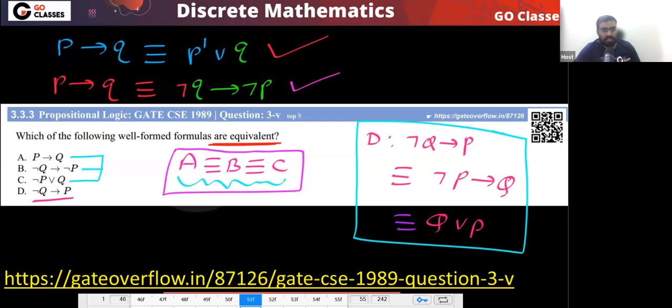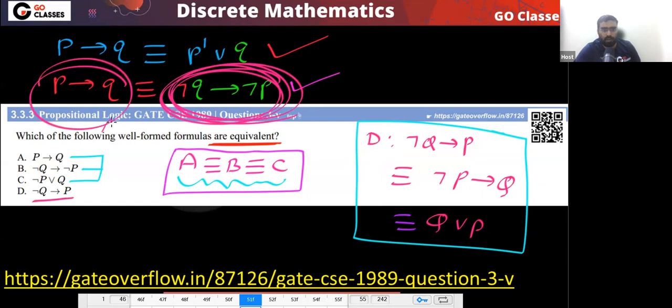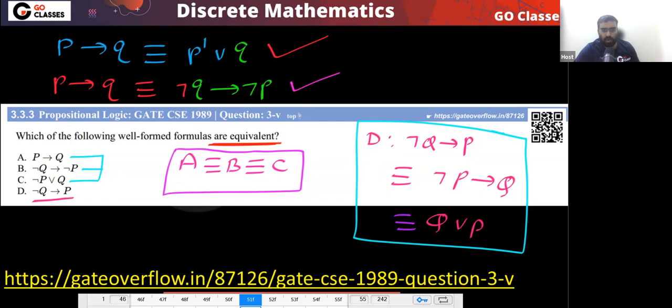A is equivalent to B is equivalent to C, because remember, P implies Q is equivalent to P dash or Q. Similarly, P implies Q is equivalent to its contrapositive. This is the contrapositive of P implies Q. Okay, so let's move on now.